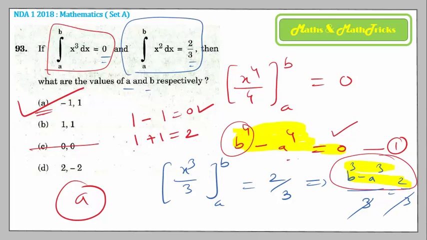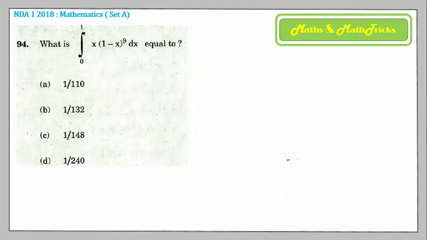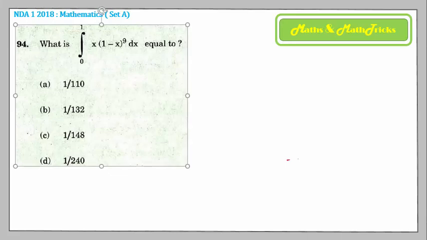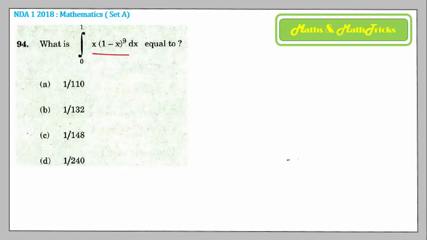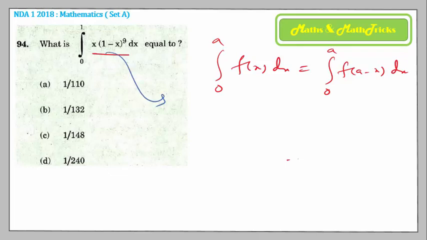Alright, coming on to the next question now, 94. Here you see, what is the value of the integral x into 1 minus x to the power 9 dx from limit 0 to 1. All such questions you can sort out with the help of a property: integral 0 to a f of x dx is the same as integral 0 to a f of a minus x dx. So when you apply this property, this given integral will transform to integral 0 to 1.